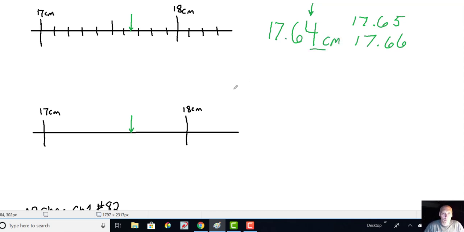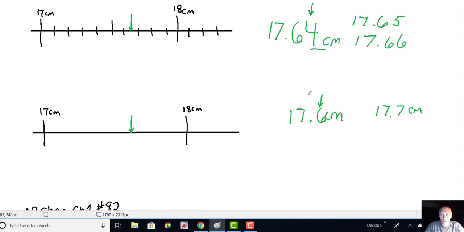So with this one down here, it's not as precise. So we have 17 to 18. So I'm going to list this as 17.6 centimeters. It's assumed that last digit was an estimate. Someone could argue with me, it looks closer to 17.7. Who's to say who's right, who's wrong? Once again, that last digit is a best guess estimate.